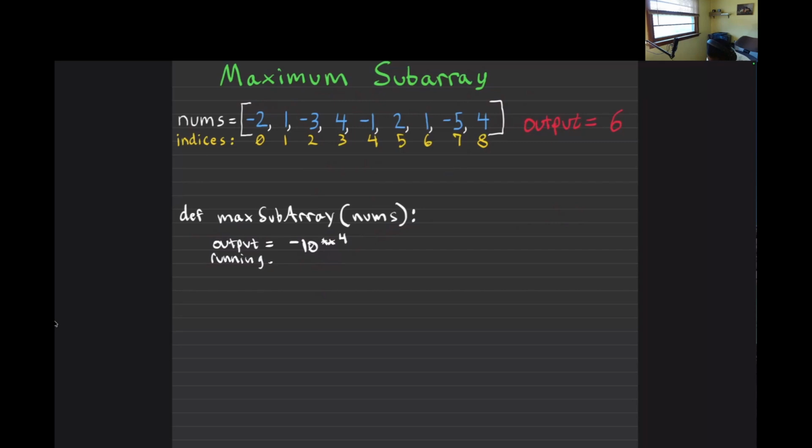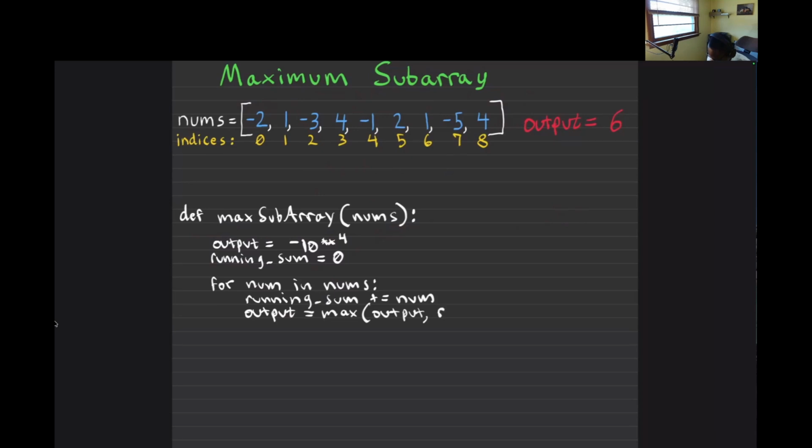So running sum, and we'll set that one equal to 0, right? Okay, so very simple. So for num in nums, our running sum will update. So running sum will plus equal that num, right? And then we're gonna see if our output can update itself between the max of the output and our current running sum.